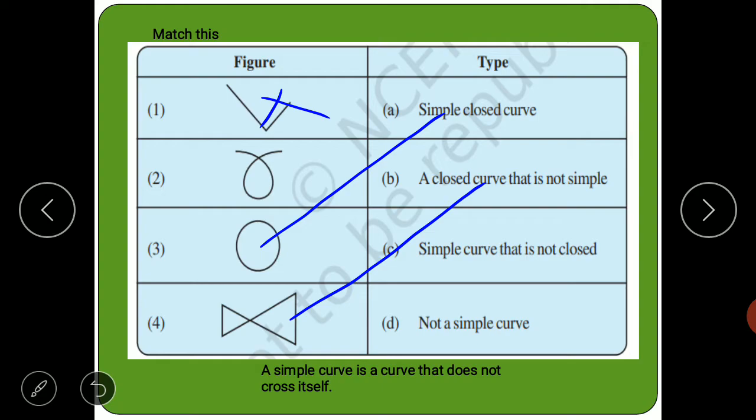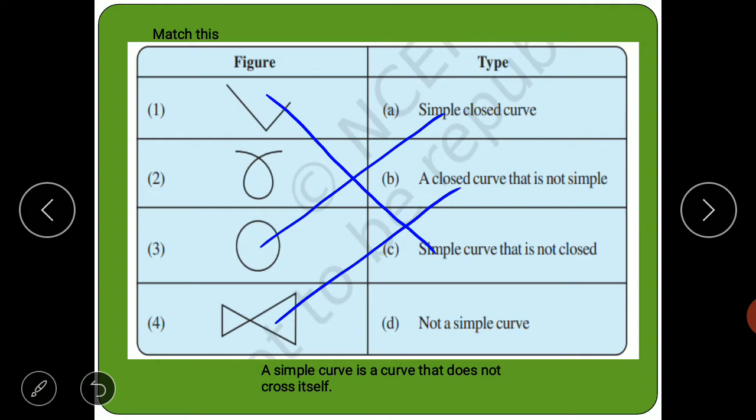Then, simple curve that is not closed. Okay, here these two are there. Simple curve that is not closed, because it is a simple curve. Simple curve means what? Does not cross. Keep in mind, is it crossing? This figure is not crossing. It is not intersecting. So it's a simple curve but not closed.